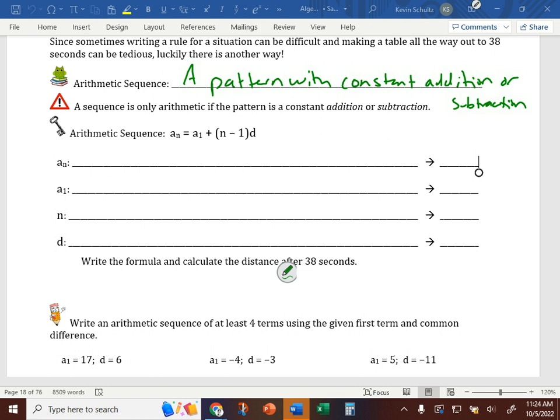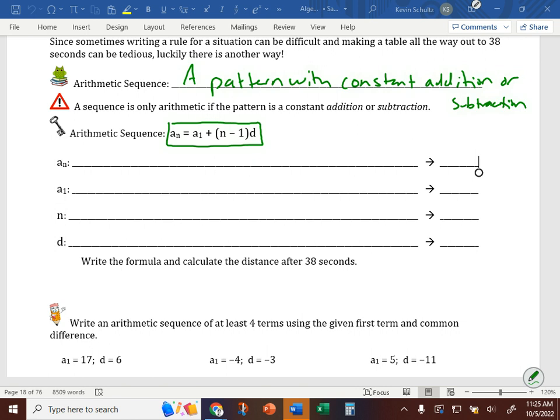And here is the formula for an arithmetic sequence. What we're going to do is define what each variable represents, and then what that value was in the context of our question. Because if you remember, our rule was 32 times (t minus 1) plus 16. You should have that at the top of your page.